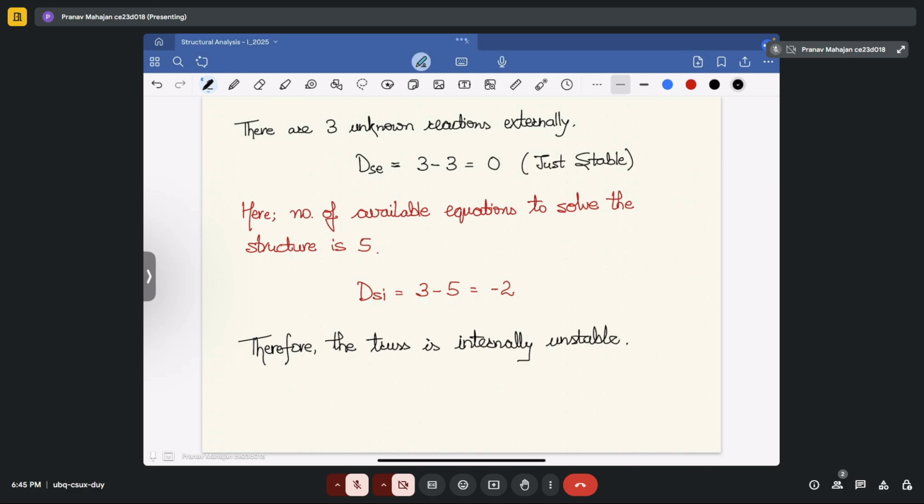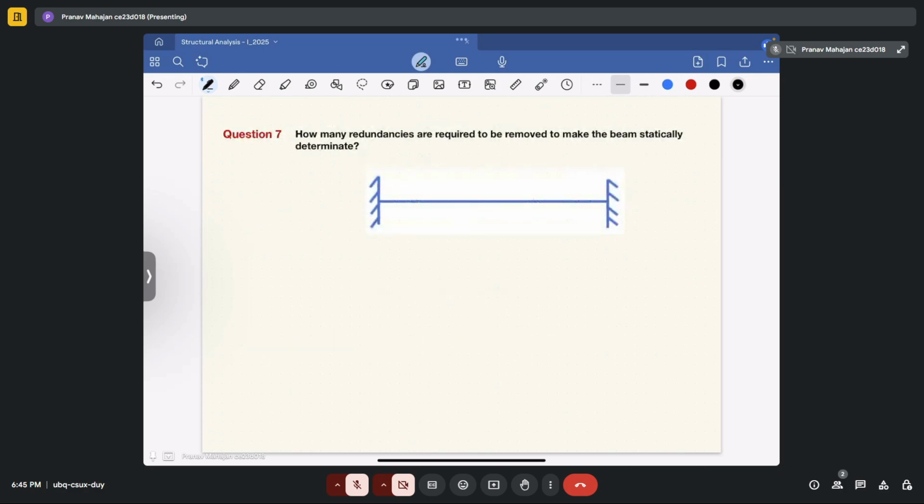Now let's move to another question. So this question is, how many redundancies are required to be removed to make the structure statically determinate? So, what do you mean by redundancies? Number of unknowns. So your number of redundancies will be equal to the degree of static indeterminacy of the structure.